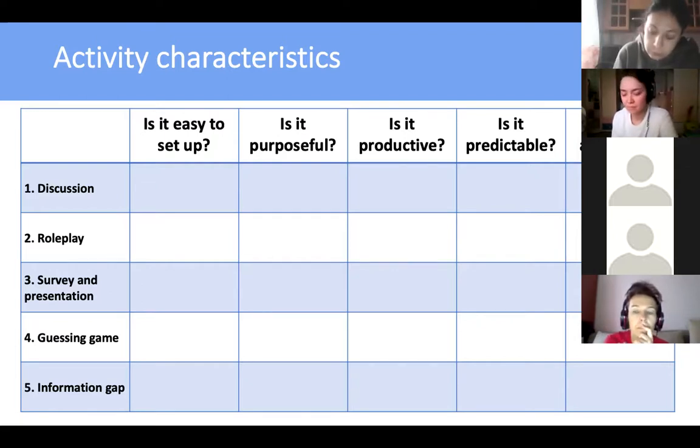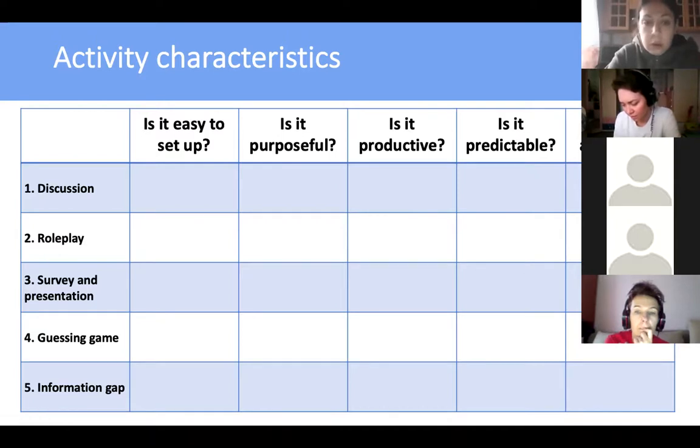Is it productive or not? This is the next question. Talking about discussions, can you switch on your microphone and explain what you think? Productive or not? Productive. I think it's productive, the most productive of others, because they produce tons of language.